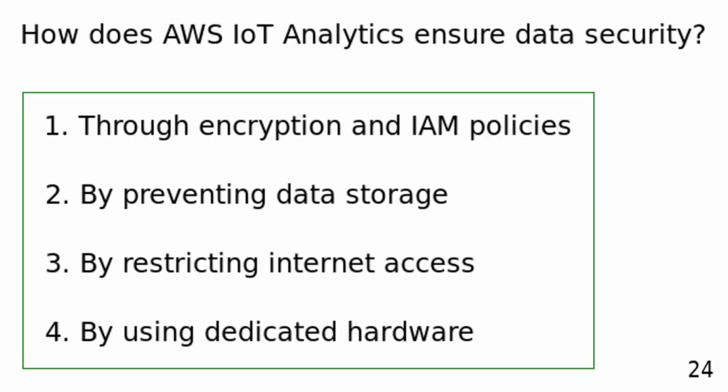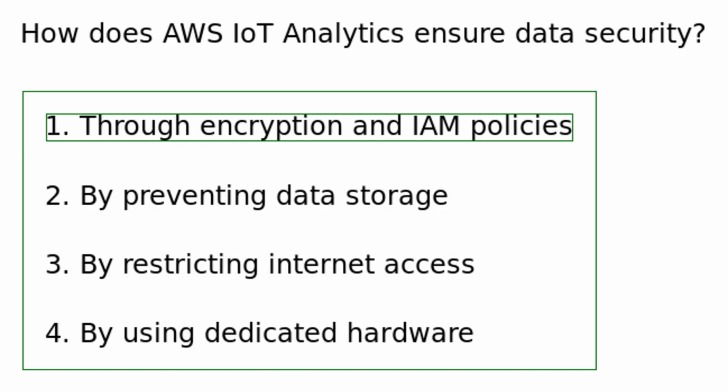How does AWS IoT Analytics ensure data security? Through encryption and IAM policies. By preventing data storage. By restricting internet access. By using dedicated hardware. AWS IoT Analytics ensures data security through encryption and IAM policies.